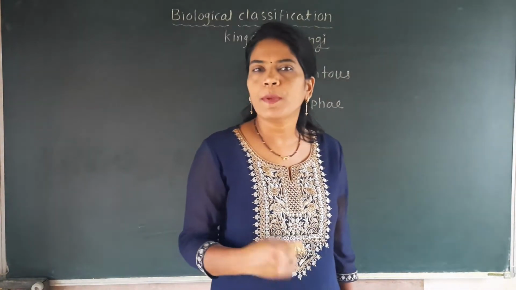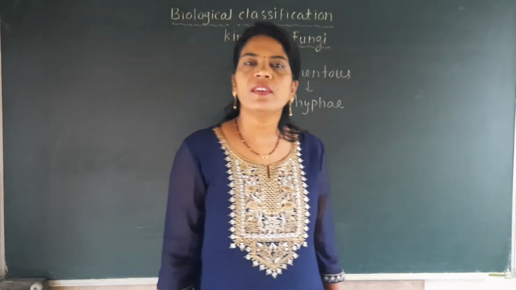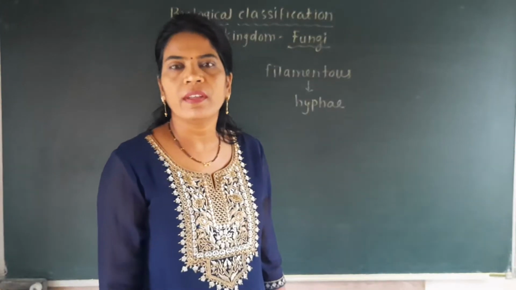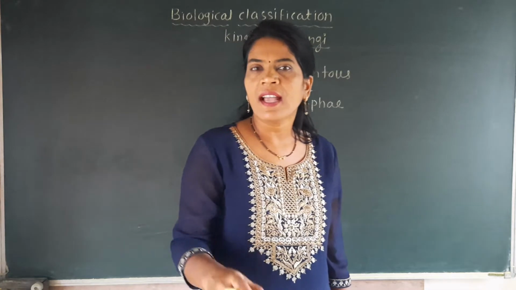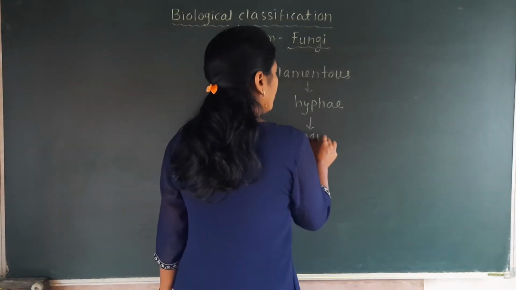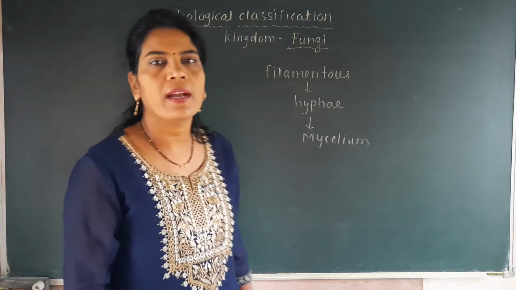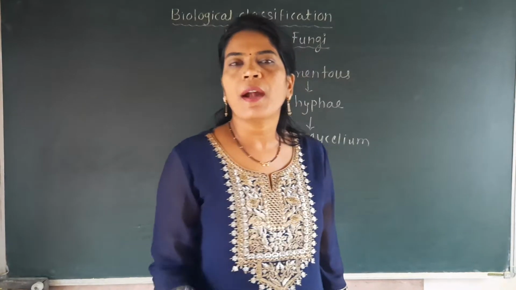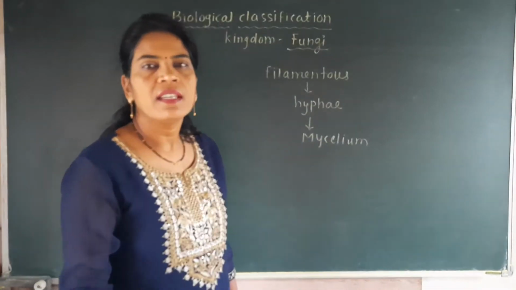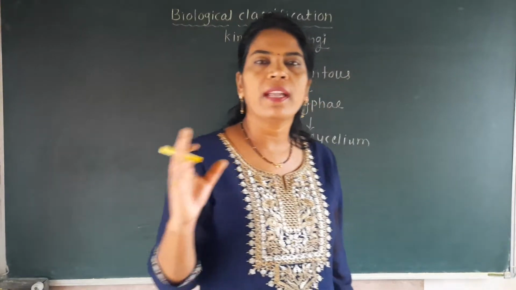Two types of hyphae we have seen. One is called coenocytic hyphae, and another one is called septate hyphae, which has cross walls between the nuclei. These hyphae aggregate together and form the mycelium, which is the vegetative part of the fungi. This mycelium is formed from the aggregation of the hyphae, and such a filamentous structure you will find in the whole kingdom.